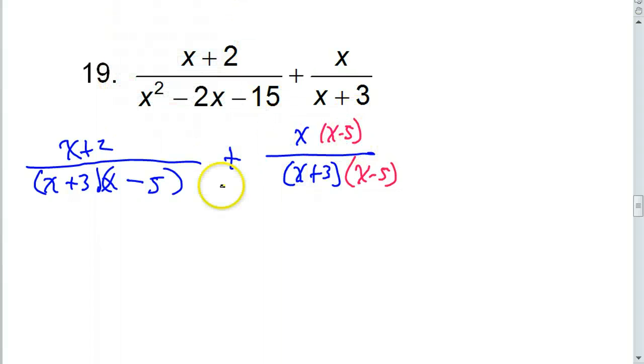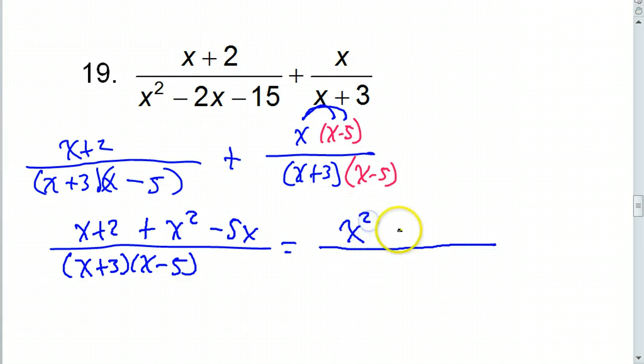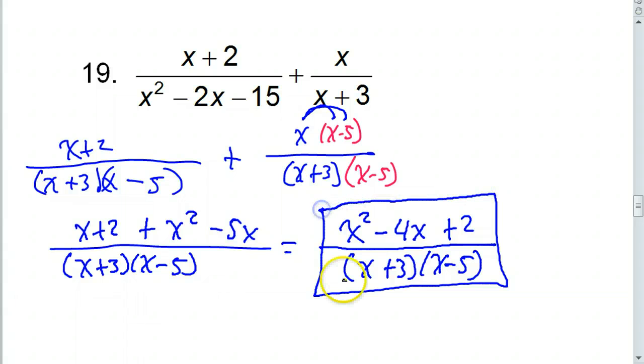This one should be relatively easy because there's no negative sign I have to worry about distributing. So this is going to give me x plus 3 times x minus 5. And I've got my x plus 2. And then I'm distributing this. So that's going to give me plus x squared minus 5x. So that's going to give us x squared minus 4x plus 2. And that's definitely not going to factor. Okay, so that's it for number 19, except for the excluded values, of course. We got x cannot equal -3, and x cannot equal +5.